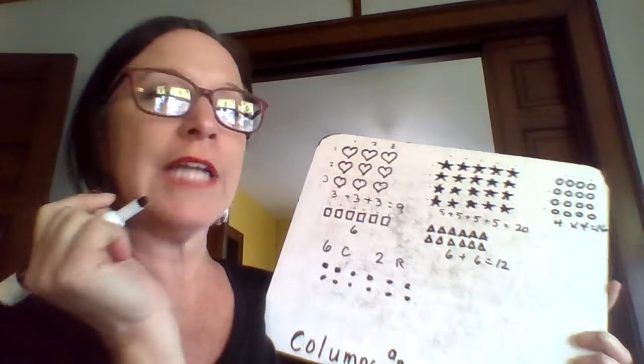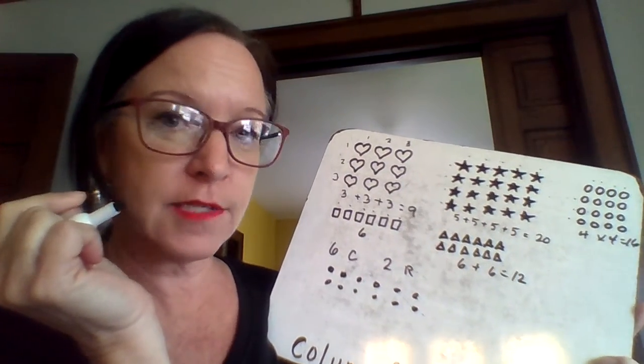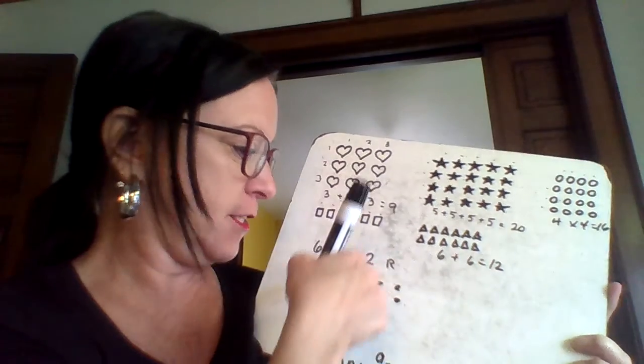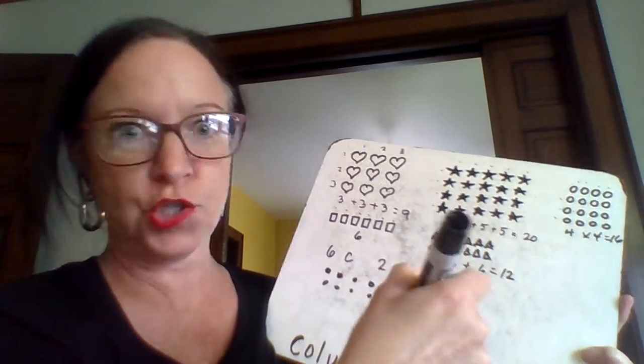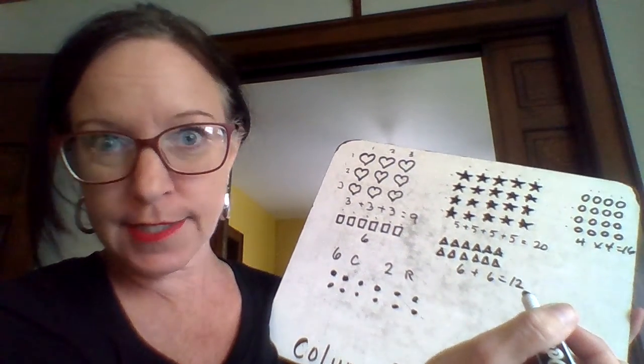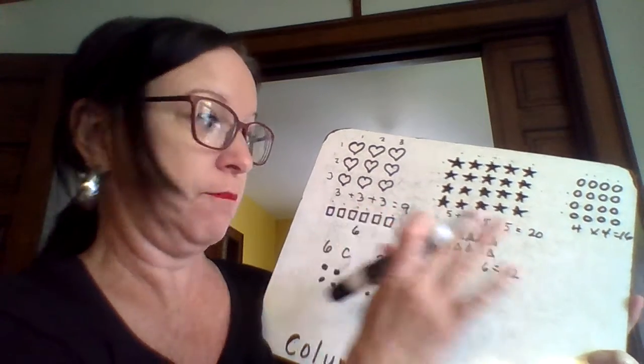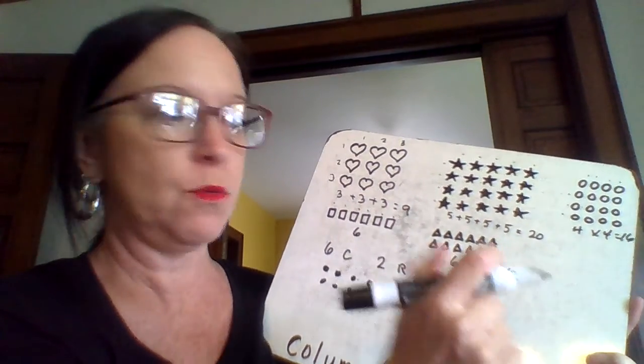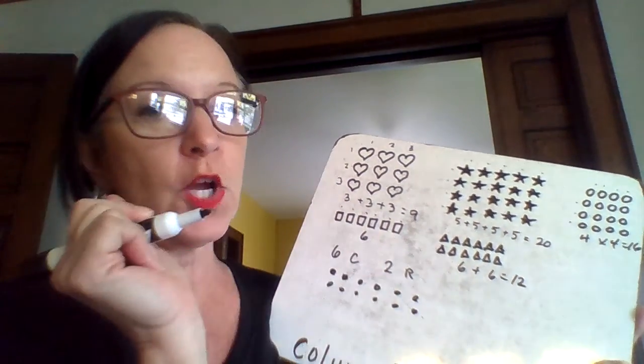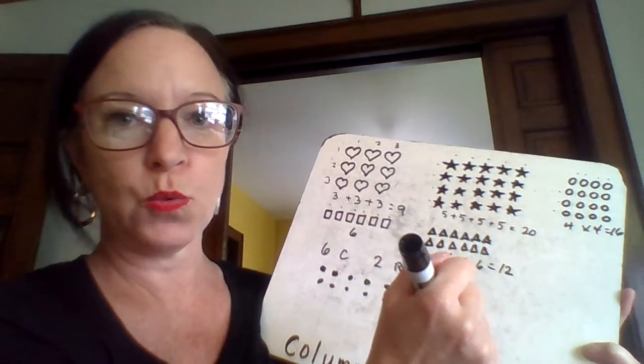Now make sure that you line them up. Arrays are in a line. They have to line up. You can't just draw 12 dots and have them scattered all around. You have to align them to show the columns and the rows, okay?